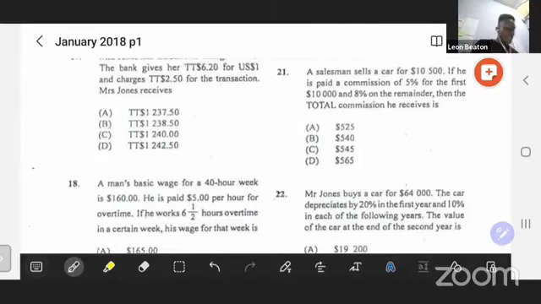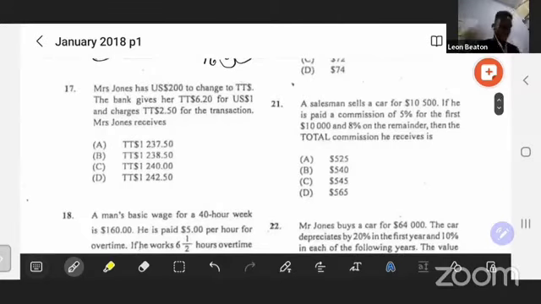Number 17 says, Mrs. Jones has US $200 to change into TT dollars. The bank gives her TT $6.20 for 1 US. There's the exchange rate: 1 US equals 6.20 TT dollars. And it charges TT $2.50 for every transaction.